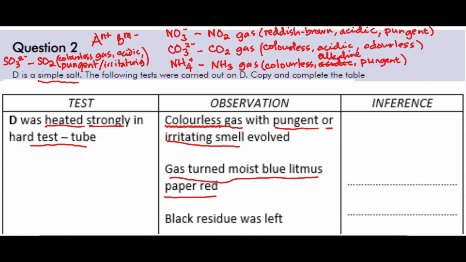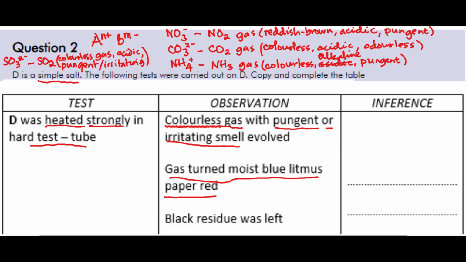SO2. Are we together? So since we have only two provisions here, probably we're not asked to write the inference for the gas involved here. But if I were to write these exams, I would still write it. I would write the inference for a colorless gas with a pungent or irritating what? Smell. But since we are not asked, there's no provision for that. Let's leave it. Let's come to this: gas turns moist blue litmus paper red.